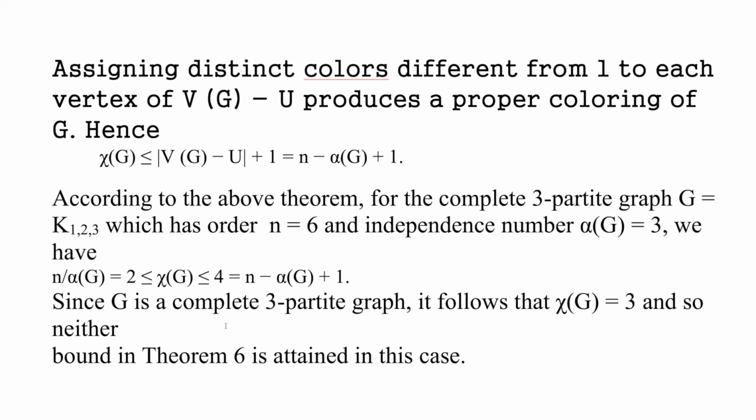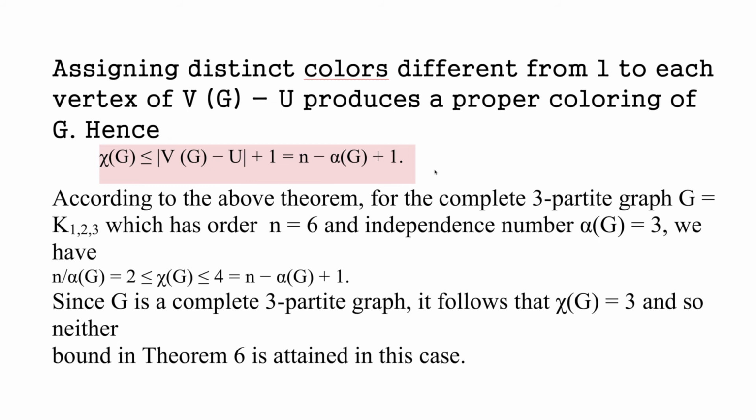Assigning distinct colors different from 1 to each vertex V of G minus U produces a proper coloring of G, and hence chi of G is less than or equal to the cardinality of V of G minus U plus 1, that is equal to n minus alpha of G plus 1.